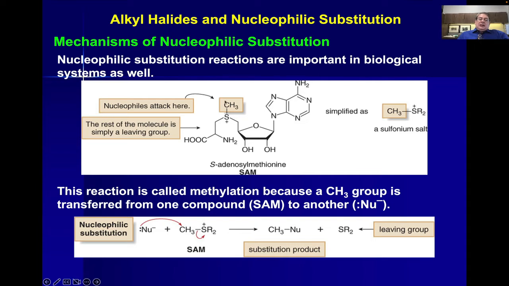Now, in a number of biological processes, some nucleophile will react with SAM to put a methyl group on that nucleophile. So you make a methyl group-nucleophile bond, and SR2 functions as the leaving group. So you can think of this as the halogen, the bromide or the iodide, and you end up with a substitution product. Now, when you get into biochemistry, they will call this process methylation. And it turns out methylation is an important biological process, as I mentioned.